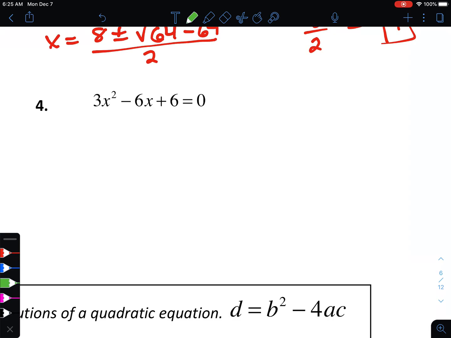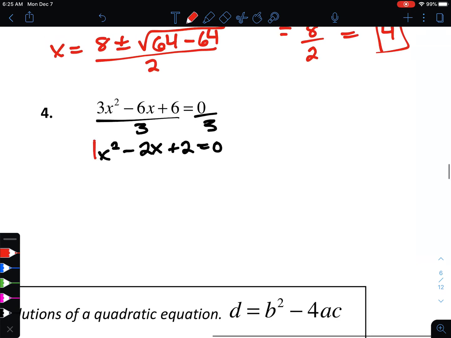Rather than going ahead and writing a as 3, b as -6, and c as 6, just to make this one a little bit easier, I'm going to divide everything on both sides by 3. That'll just give us some smaller coefficients, and it will save us from having to simplify at the end. So that's going to change our equation to be x squared minus 2x plus 2 is equal to 0.